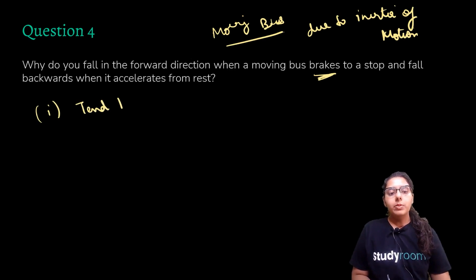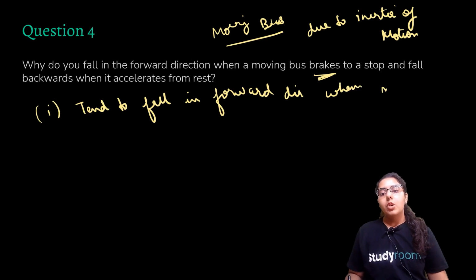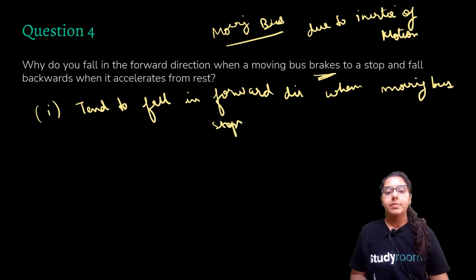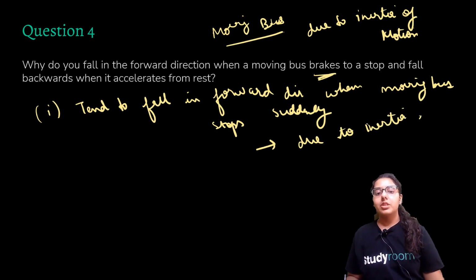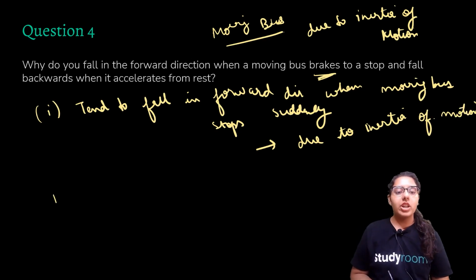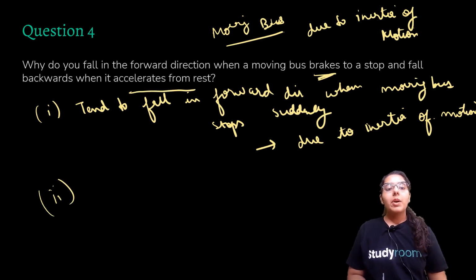So let's write first. You tend to fall in forward direction when a moving bus stops suddenly, due to inertia of motion. Your body tends to remain in motion. It resists any change. Second case, you fall backwards when it accelerates from rest.